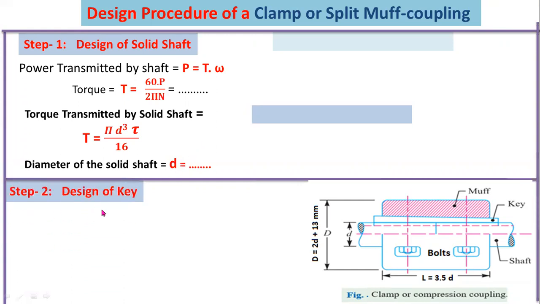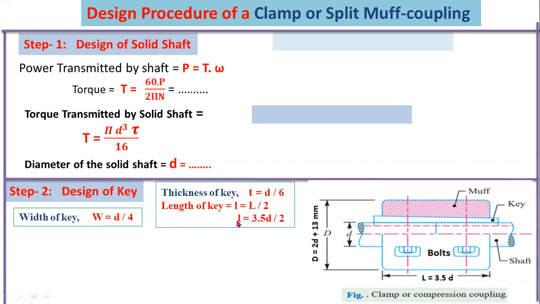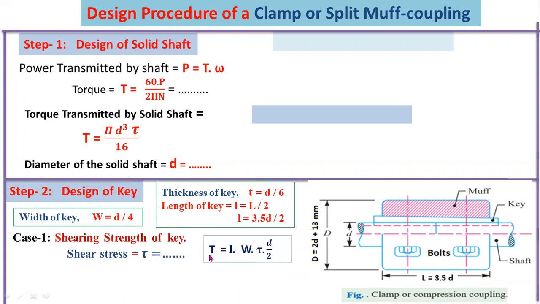In the second step, you have to design a suitable size of a key. Here, the width of the key w equals d by 4, and the thickness of the key equals d by 6. The length of the key in each shaft equals half of the length of the sleeve. Here, the length of the sleeve L equals 3.5 d, so the length of the key in each shaft equals 3.5 d by 2.